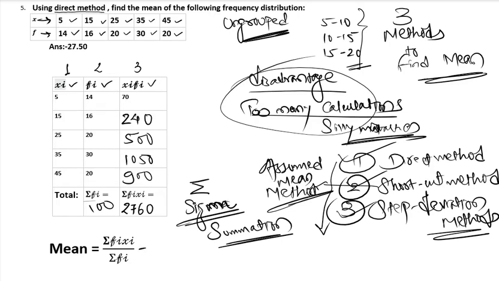So anyways, this is the formula for mean for direct method: sigma Fi Xi upon sigma Fi. Remember the formula. For direct method, this is the formula for finding mean. What is sigma fi xi? 2760. What is sigma fi? 100. Zero cut. The answer will be 27.60. Right? Not 5060.